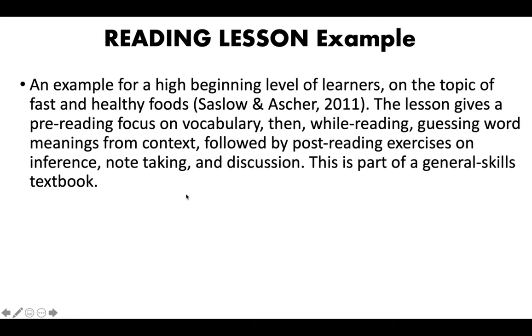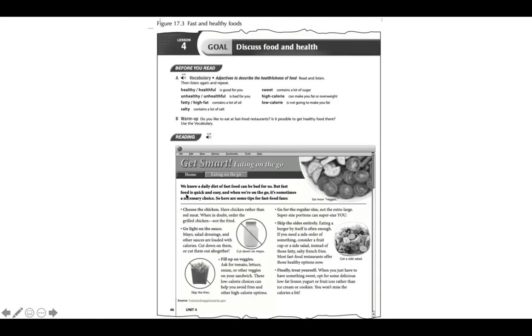So this is like a general skills textbook. And then we have got here ideas. So before they start reading, this is the vocabulary that they have to cover, right? The vocabulary here. And then B, warm up. So do you like fast food? Is it possible to get healthy food there? So use the vocabulary when you're discussing this. Do you like fast food or not? Is it possible to have healthy food wherever they are? You understand, but use these vocabularies.